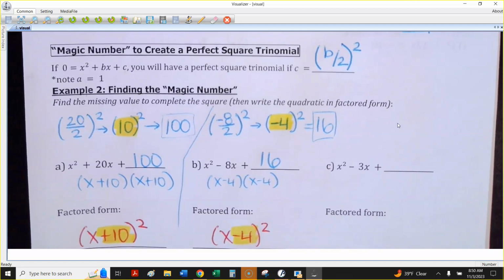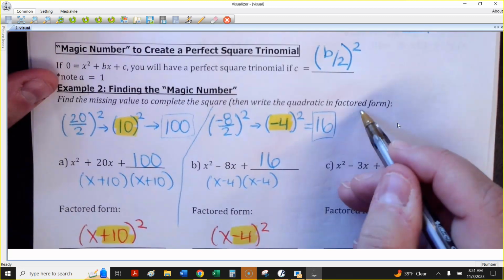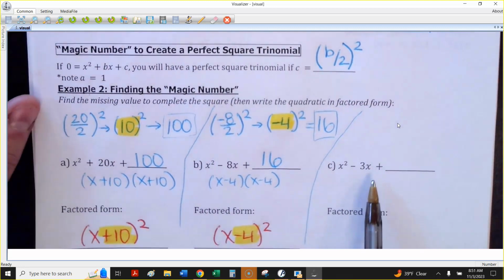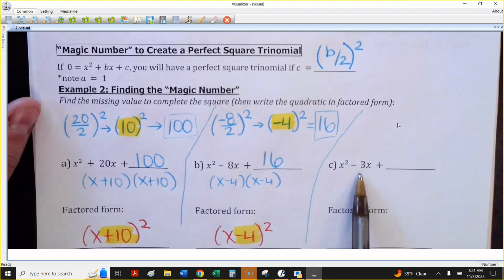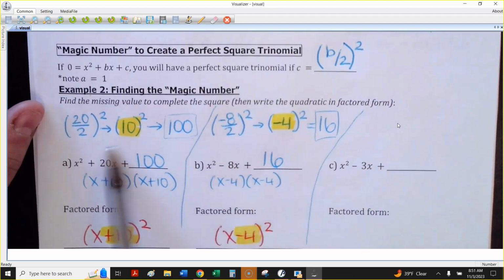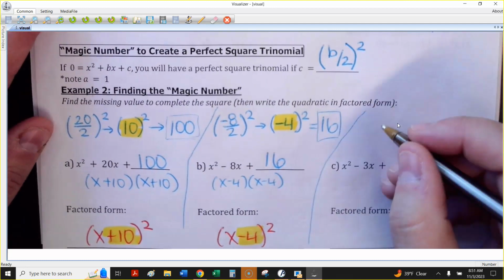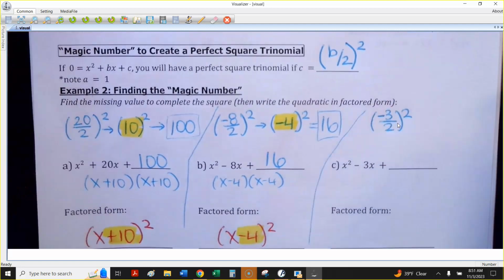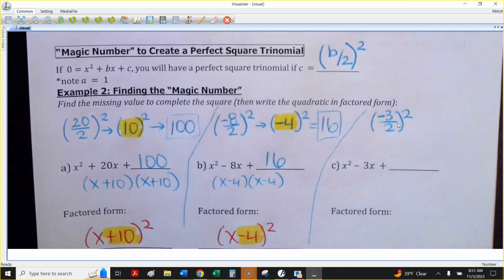Now, the reason I'm emphasizing this is because of this last question here. Sometimes the b value is an odd number, and these are not bad, but this is why I thought you wanted to grab your calculator today. So for this last question, my b value is odd. These other two, one was positive, one was negative, but they were both even. If it's odd, my b value here, negative 3 divided by 2 squared, I can't actually divide that like I did on the last two questions.